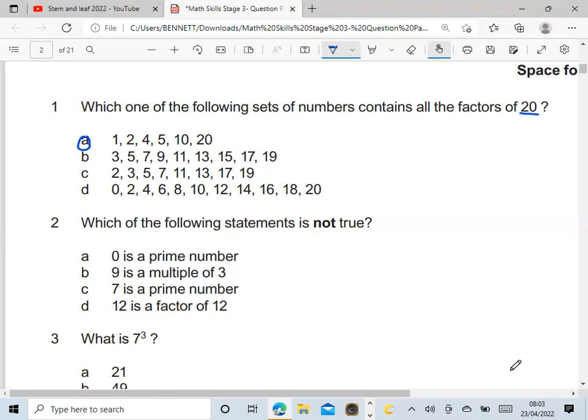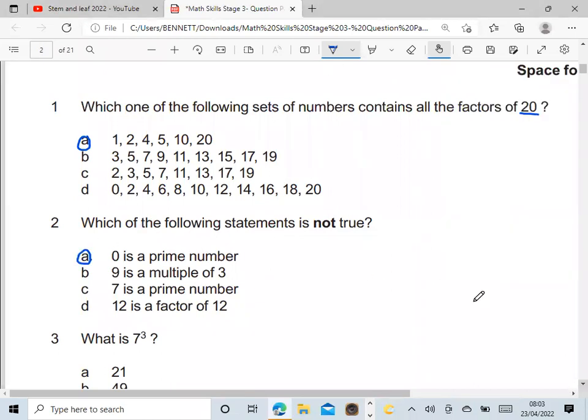All right. It says, which of the following statements is not true? A, 0 is a prime number. B, 9 is a multiple of 3. C, 7 is a prime number. D, 12 is a factor of 12. Which of these would not be true? A. Very good. 0 is not a prime number.